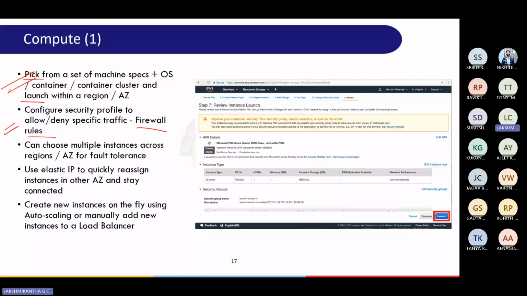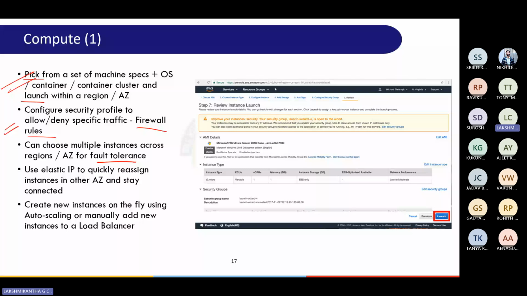Okay, and the next one is fault tolerance. The third very, very important thing is fault tolerance. You can achieve high fault tolerance by choosing to deploy multiple instances across different regions or AZs. So this is the key to building a resilient big data cluster.